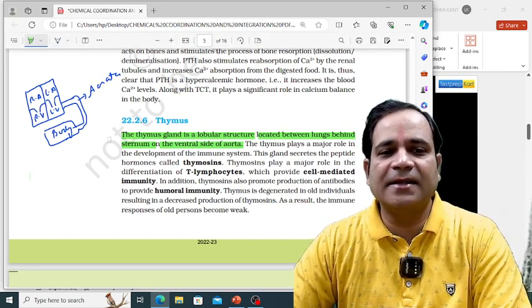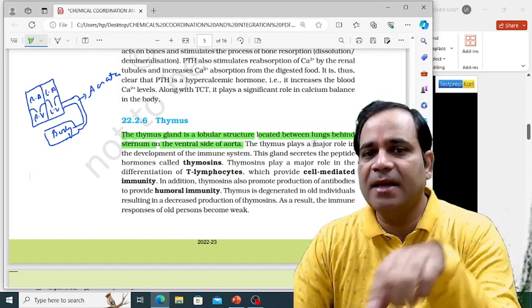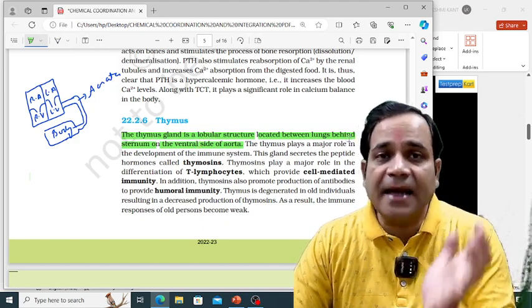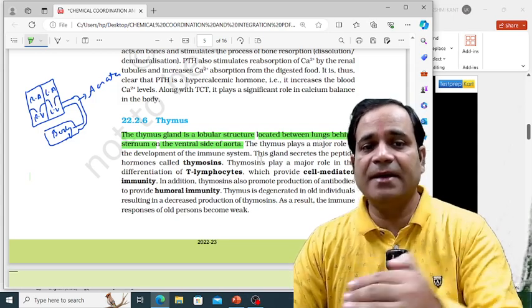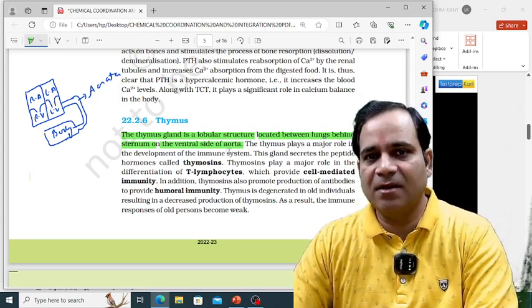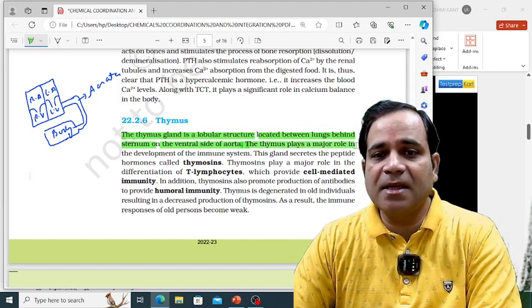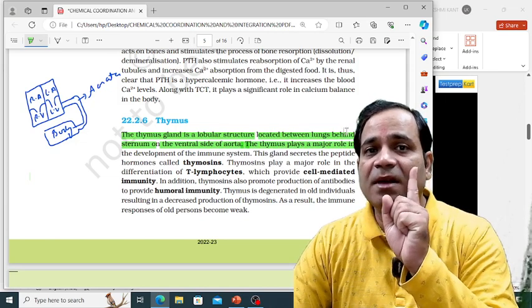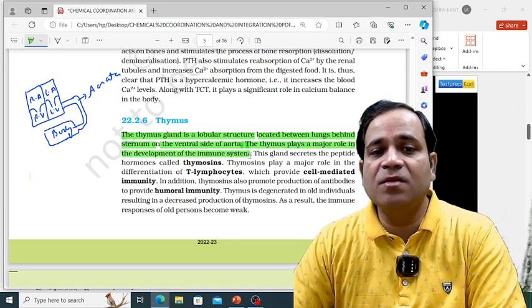So see what I'm saying here. The thymus gland is a lobular structure located between the lungs, behind the sternum. The sternum is the bone on the ventral side of the aorta, my dear. So the thymus plays a major role in the development of the immune system, my dear.